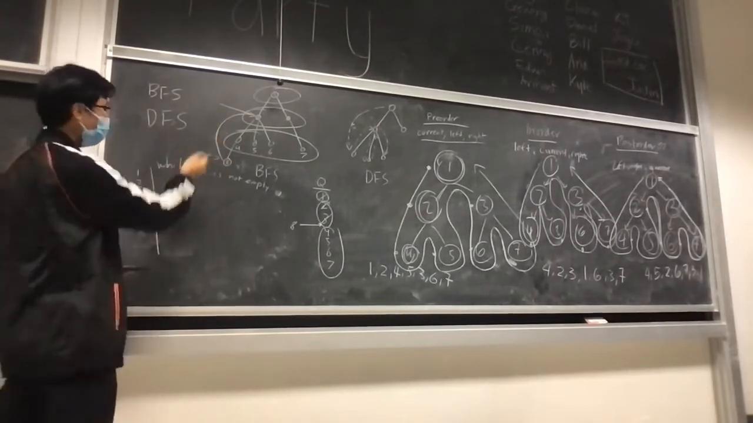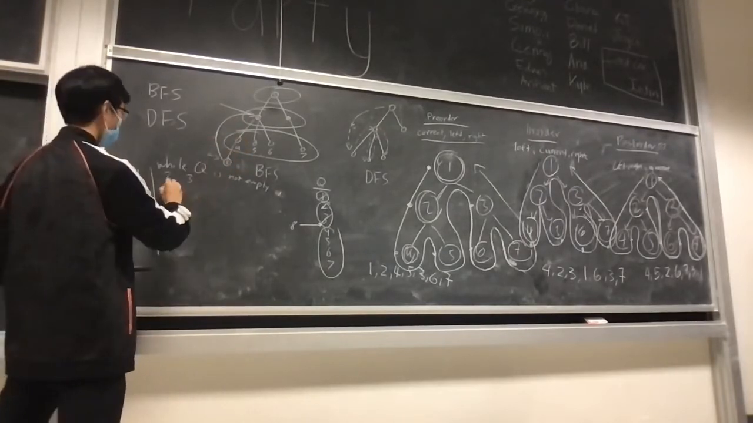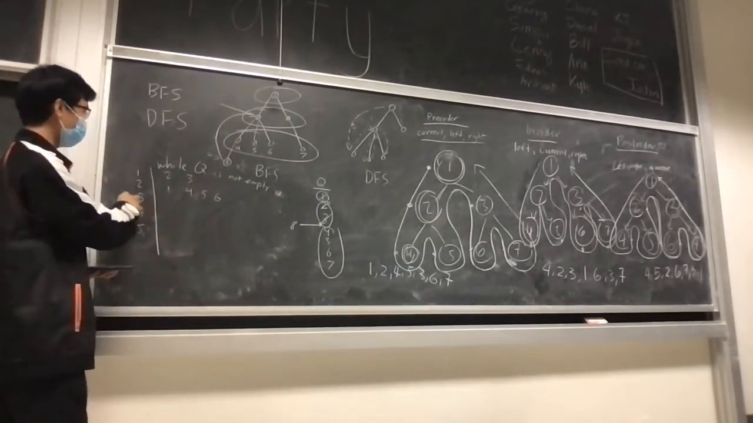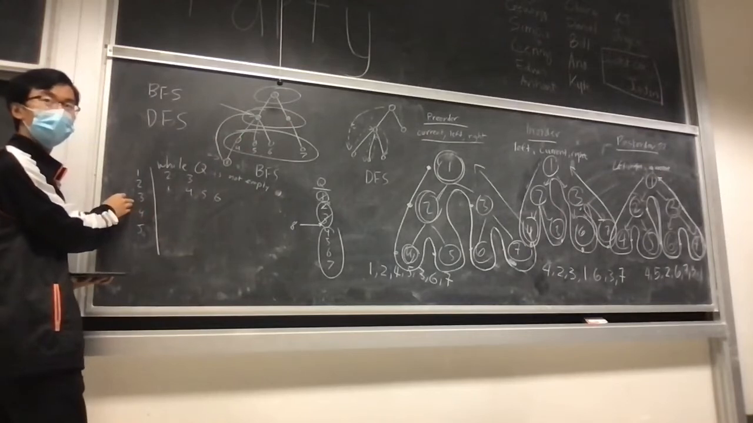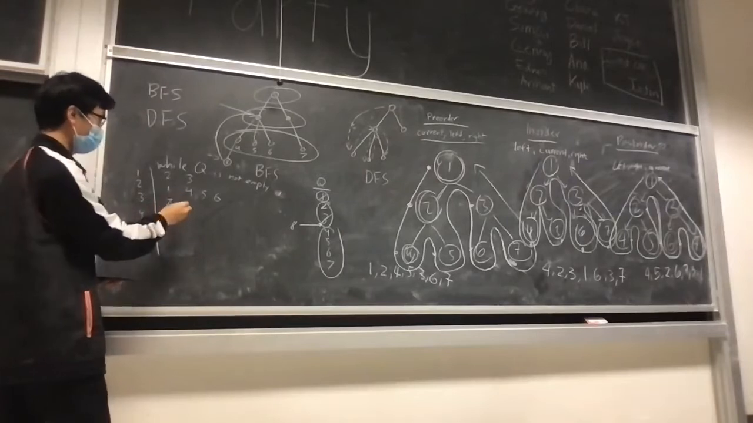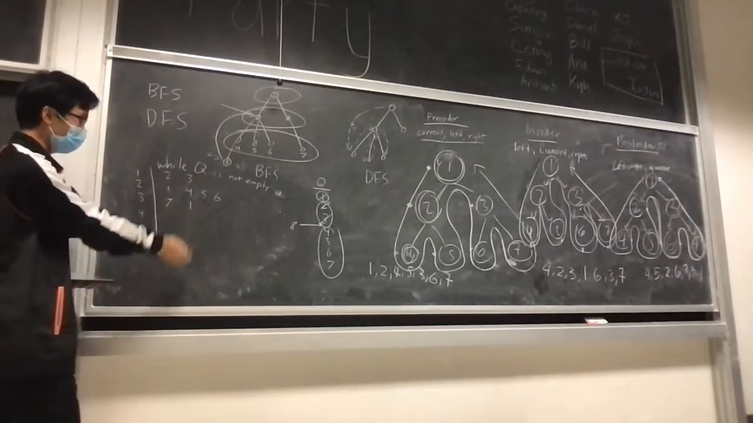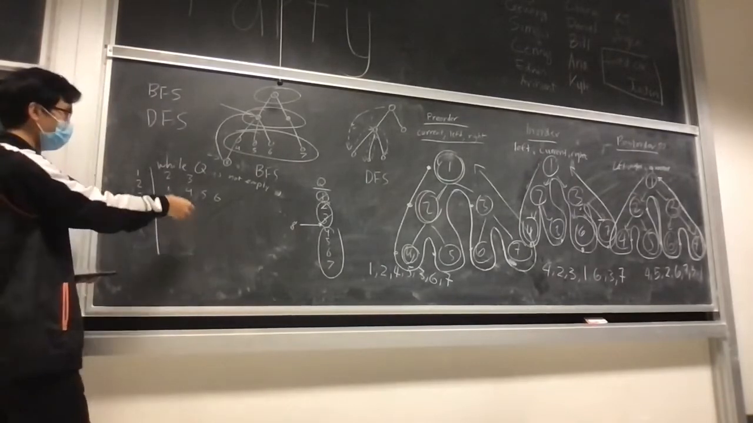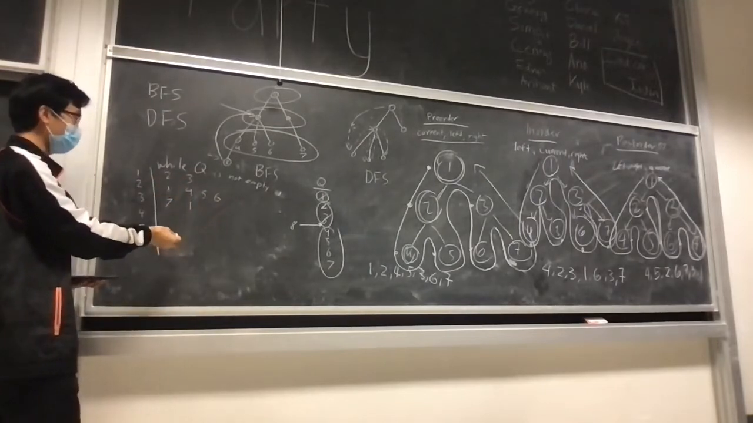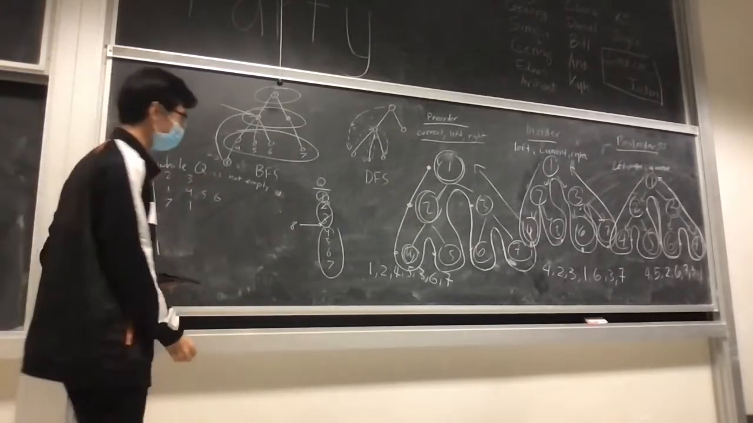So for 1, we would have 2 and 3. For 2, we would have 1, 4, 5, 6. Okay, and then what would 3 have? 7. And 1, yeah. Okay, and then we fill out the rest the same way. So this is known as an adjacency list because it stores the adjacent nodes and it's a list. So that's where the name comes from.